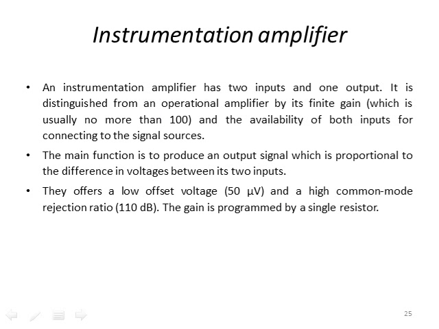So an instrumentation amplifier has 2 inputs and 1 output. Now, it's very important because we can provide signals to both inputs of the amplifier. And we can provide an output voltage that is proportional to the difference between two inputs. These types of amplifiers offer low offset voltage and very high common mode rejection ratio.